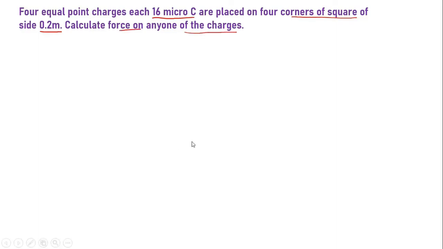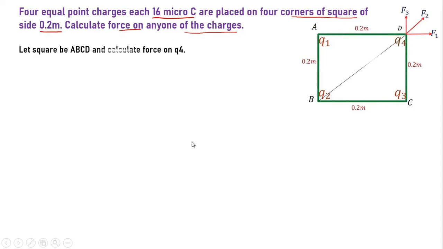So let us depict this particular figure. Let us suppose we take a square ABCD and calculate the force on any point charge, suppose Q4. So let us see how the figure looks: A, B, C and D. This is a square on which we have placed charges Q1, Q2, Q3 and Q4, each of magnitude 16 microcoulomb. Now the side of the square is 0.2 meter everywhere.